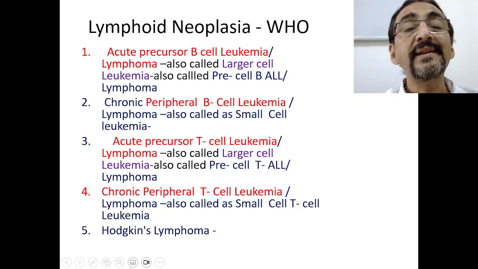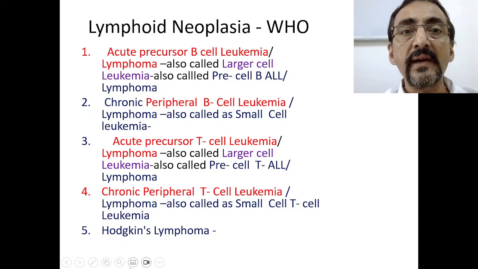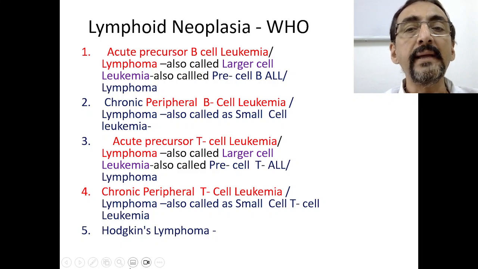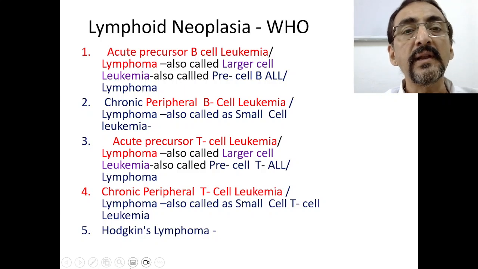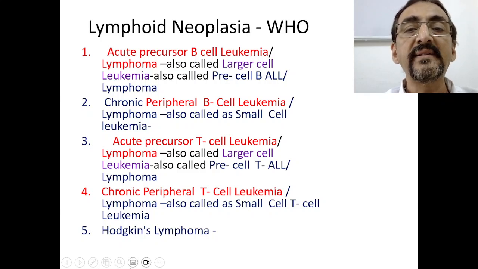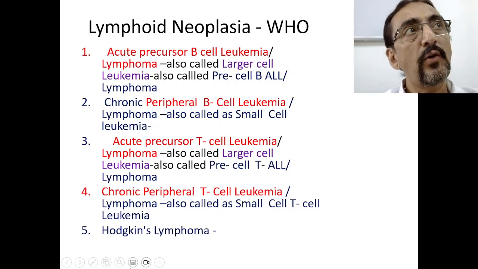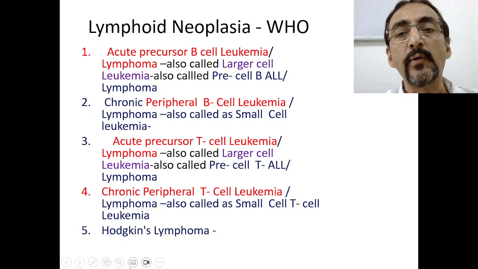It is also called large cell leukemia. It is again called precursor cell B acute lymphoblastic leukemia or lymphoma. Similarly, we have chronic peripheral B cell leukemias or lymphomas. It is also called small cell leukemia.